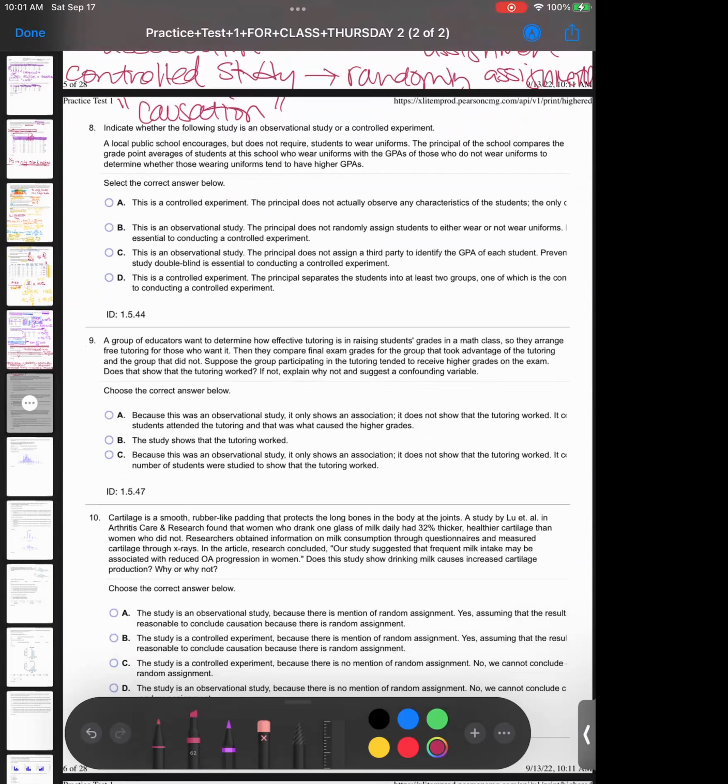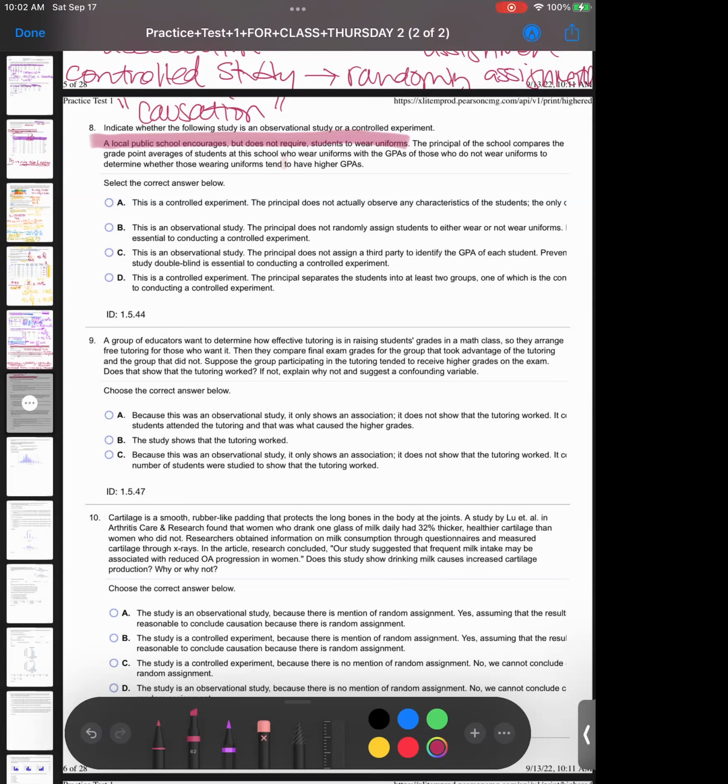So a local high school encourages but does not require students to wear uniforms. So students self-select here, right? They're selecting whether or not they're wearing uniforms, because they encourage it, they don't require it. So everybody's not wearing uniforms if you're selecting to wear it or not. The principal of the school compares the grade point averages of students at the school who wear uniforms with the GPA of those who do not wear uniforms to determine whether those wearing uniforms tend to have higher GPAs.